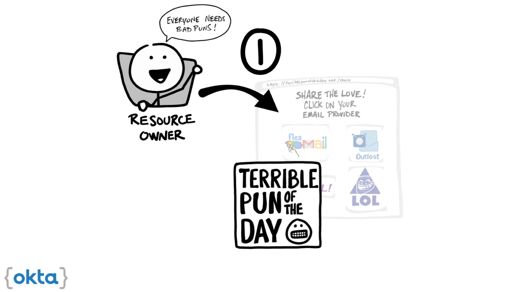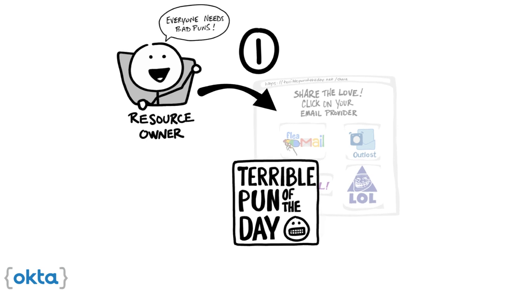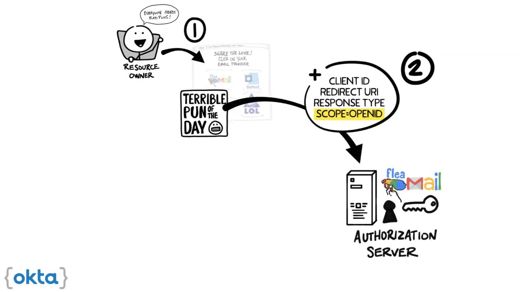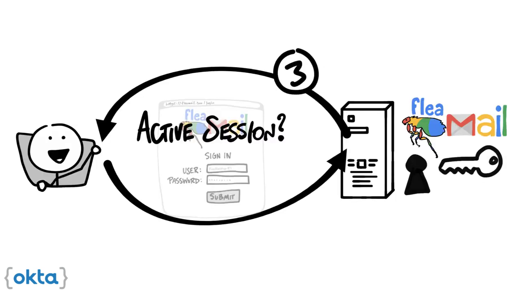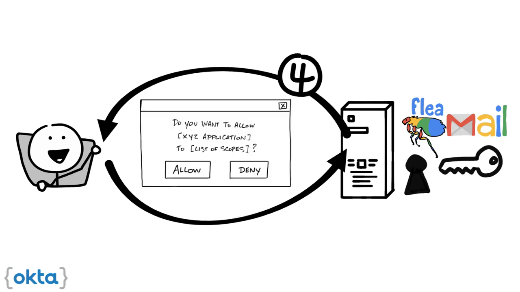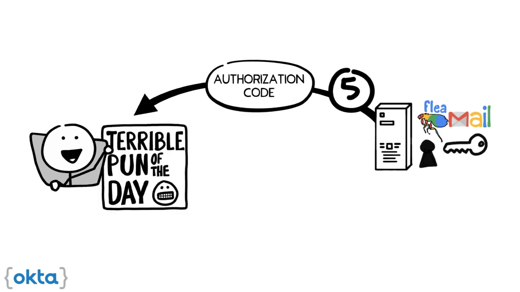Let's revisit our terrible pun of the day example. The OpenID Connect flow looks the same as OAuth. The only difference is in the initial request, a specific scope of OpenID is used. This lets the authorization server know this will be an OpenID Connect exchange. The authorization server goes through all the same steps as before and issues an authorization code back to the client using the resource owner's browser.